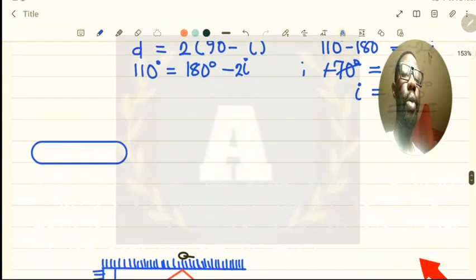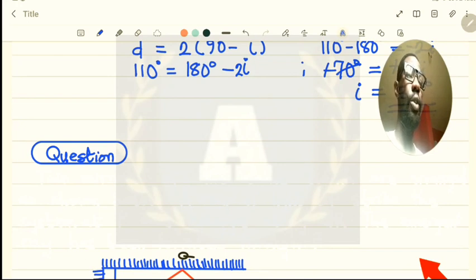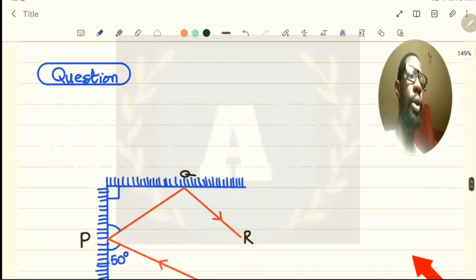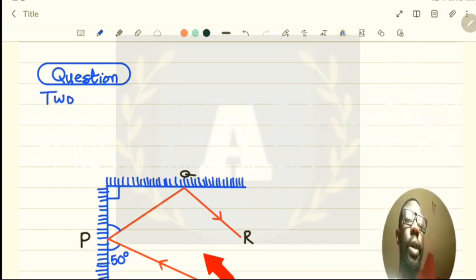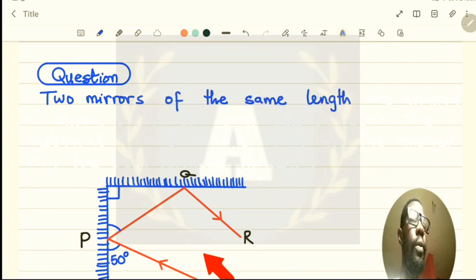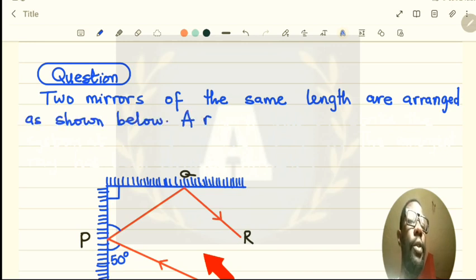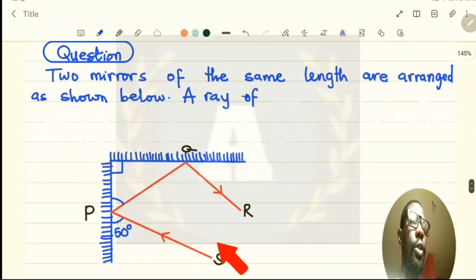Now we have another question that has to do with angle of deviation. The question has to do with the diagram below, and here you have the diagram. Now what does the question say? The question says two mirrors of the same length are arranged as shown below. As you can see here, these are the mirrors arranged of the same length.